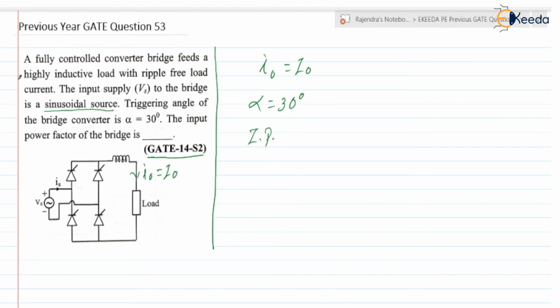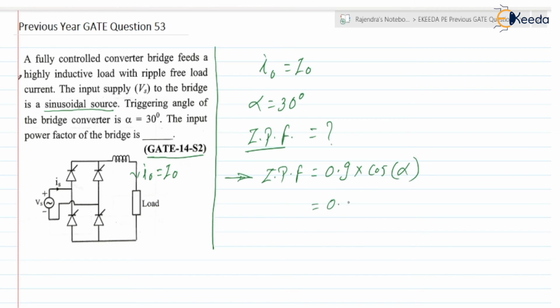This is a very simple question. Directly they have asked for the input power factor. So it is for the RL load or the RLE load, but it is highly inductive. For this type of loads, when the supply voltage is sinusoidal and the supply current is non-sinusoidal, we have the standard expression. We have already discussed it in the video sessions. What is the input power factor? It is equal to 0.9 into cos of alpha.